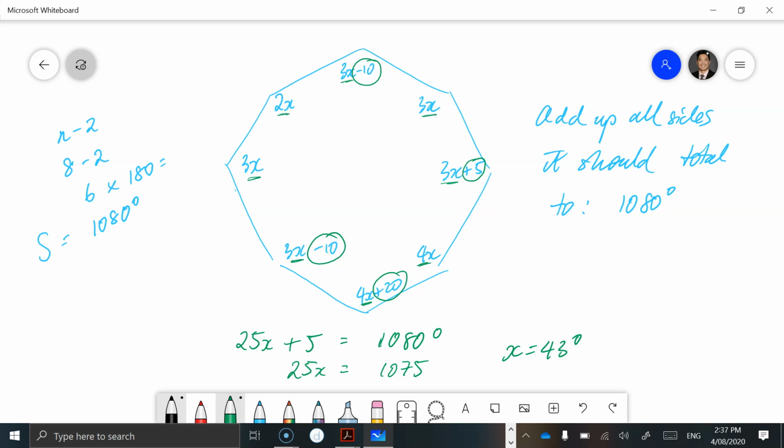Once we apply it into each of these, you can automatically see that this is not a regular, uniform octagon. Every single angle is going to be different. Obviously, if x is 43, this one's going to be double that, but then this one's going to be triple that.